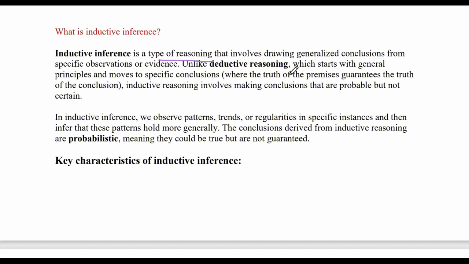Unlike deductive reasoning, which starts with general principles and moves to specific conclusions, where the truth of the premises guarantees the truth of the conclusion, inductive reasoning involves making conclusions that are probable but not certain. In inductive inference, we observe patterns, trends, irregularities in specific instances and then infer that these patterns hold more generally. The conclusions derived from inductive reasoning are probabilistic, meaning they could be true but are not guaranteed.